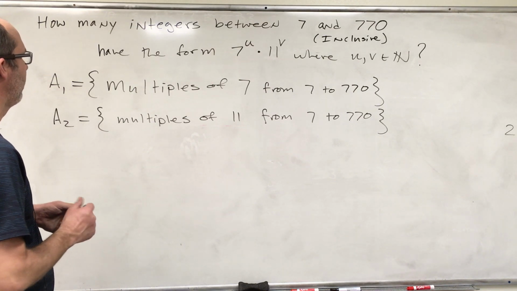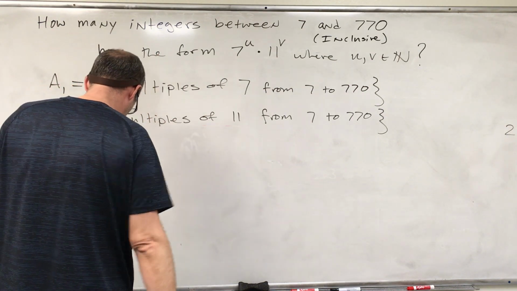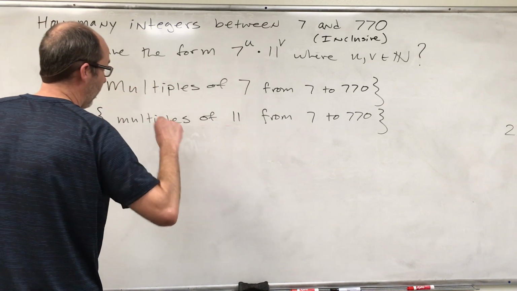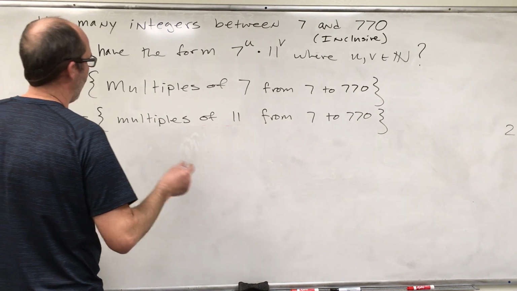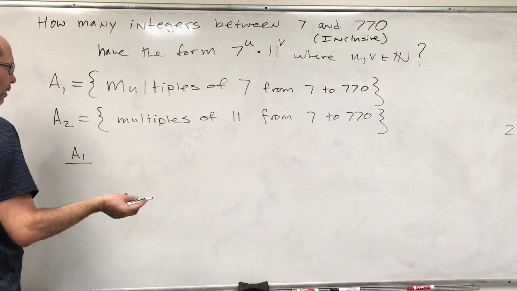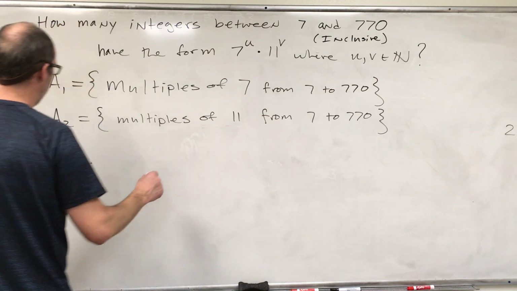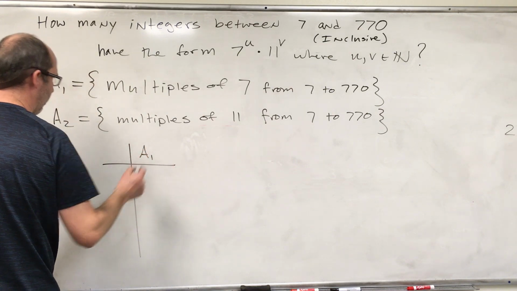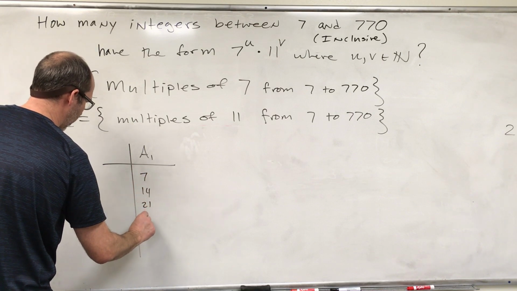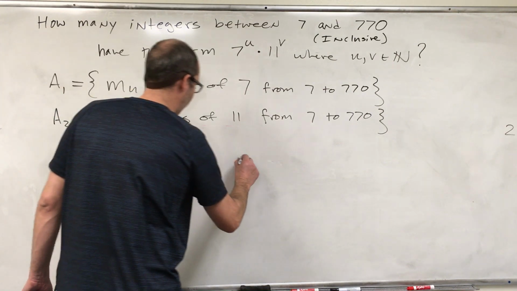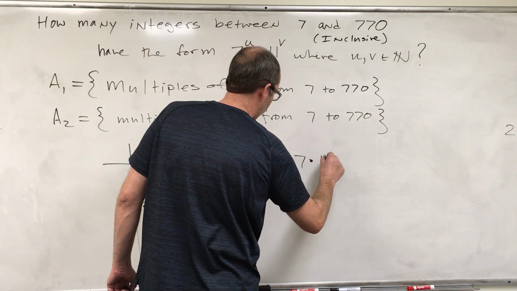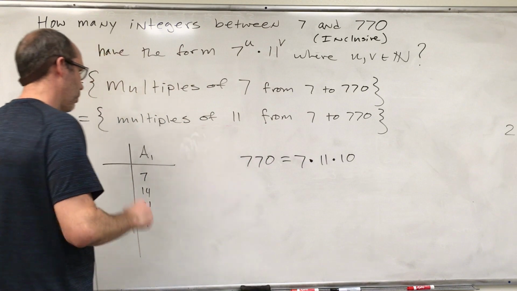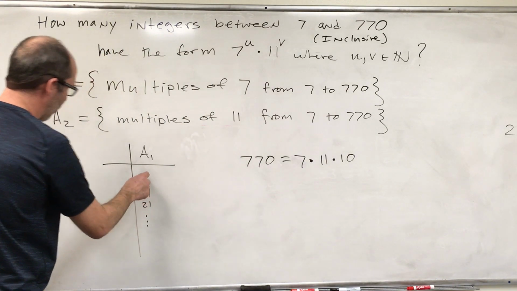So we have multiples of 7 from 7 to 770. Let's first count A1, the multiples of 7. Let's make a table: A1 has 7, 14, 21, and so on. How far does that go? 770 is equal to 7 times 11 times 10, and you could think of that as 5 times 2 if you want to.